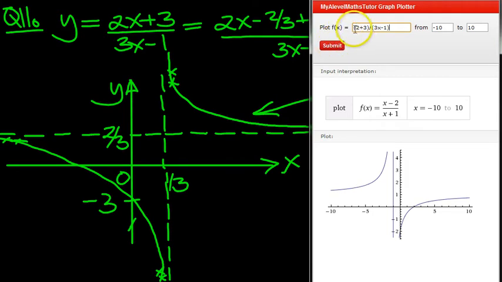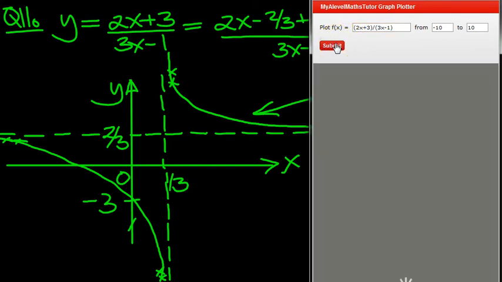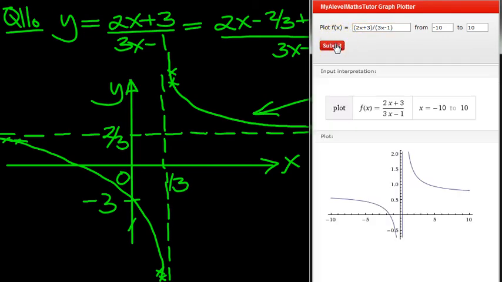But between minus 10 and 10, say. So let's have a look at that. 2x plus 3 over 3x minus 1. Yeah, and we can see where it flattens out at 2/3, and the asymptote is at 1/3, which is pictured there. Good.